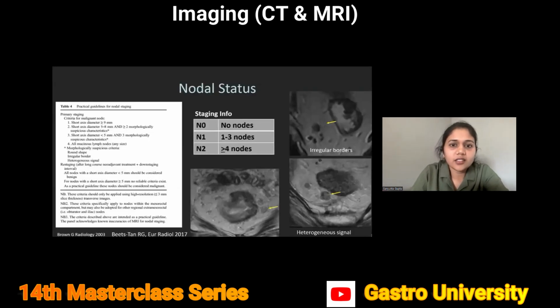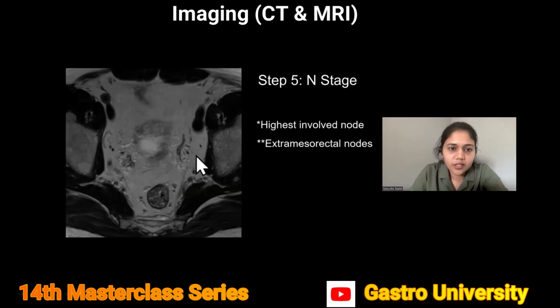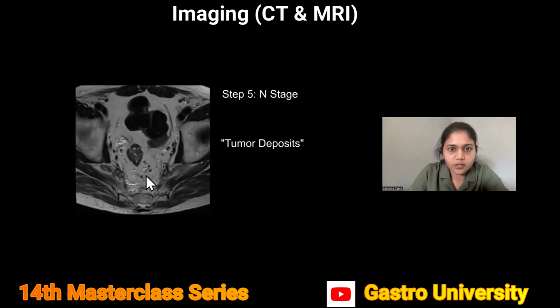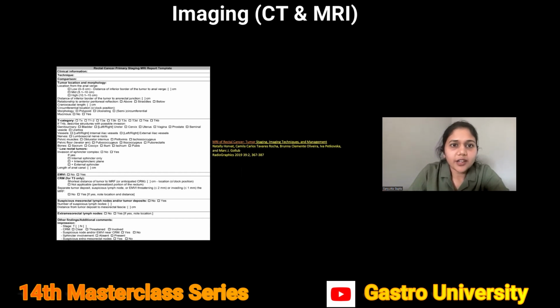So nodal status: N0 stands for no nodes. N1, if you can see 1 to 3 suspicious nodes. N2 is if there are more than 4 suspicious nodes. And you have to involve the extramesorectal nodes also in your reports, and talk about the lateral pelvic lymph nodes, the obturator, the internal, the inguinal, and the highest involved nodes, which will be the pre-aortic, para-aortic, if any present, although unlikely. Then we have to talk about the tumor deposits. Tumor deposits are again tumor signal intensity lesions seen within the mesorectum mostly. So this is how we have the MRI reporting template.